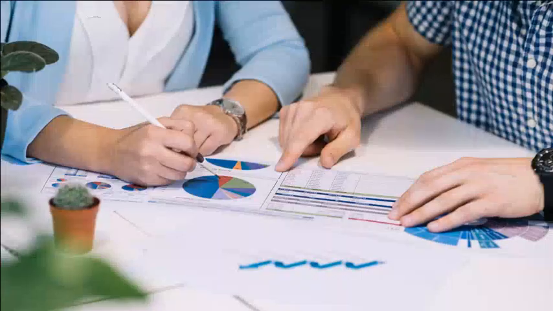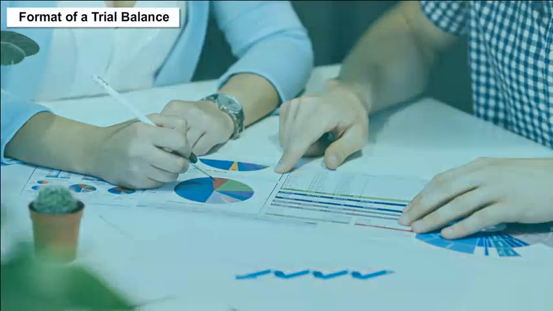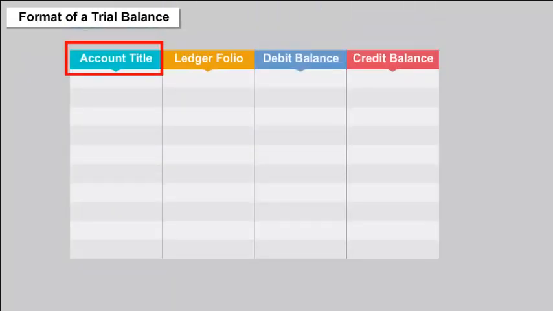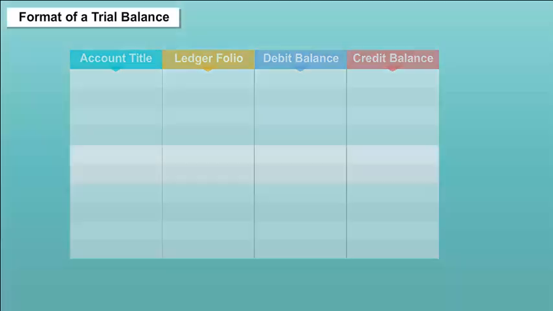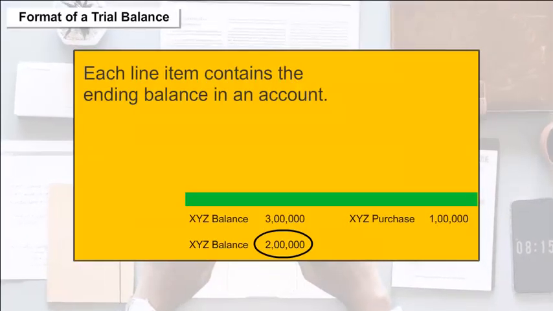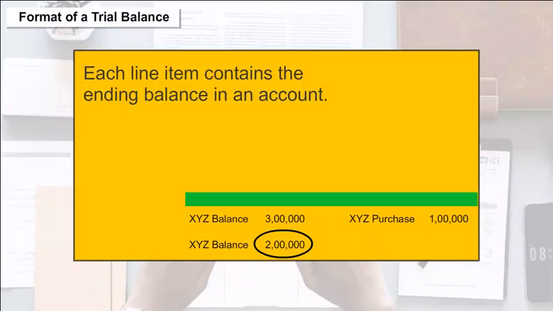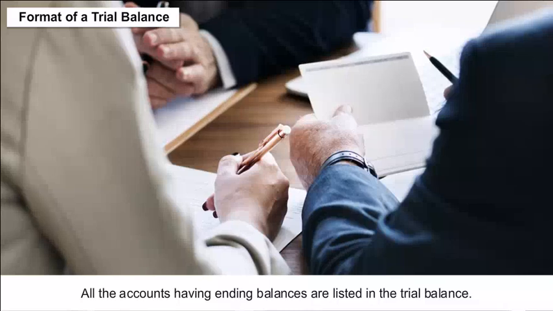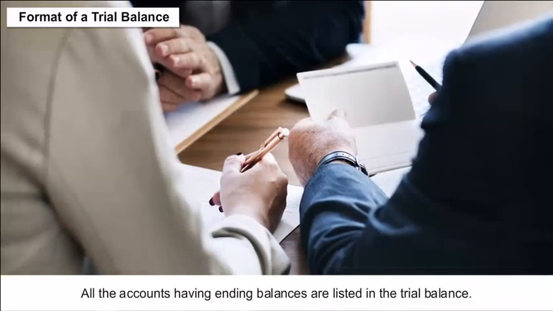Format of a trial balance. A trial balance has an easy layout. Its common format includes 4 columns. These columns are given below: account title, ledger folio, debit balance, credit balance. In a trial balance, each line item contains the ending balance in an account. All the accounts having ending balances are listed in the trial balance.